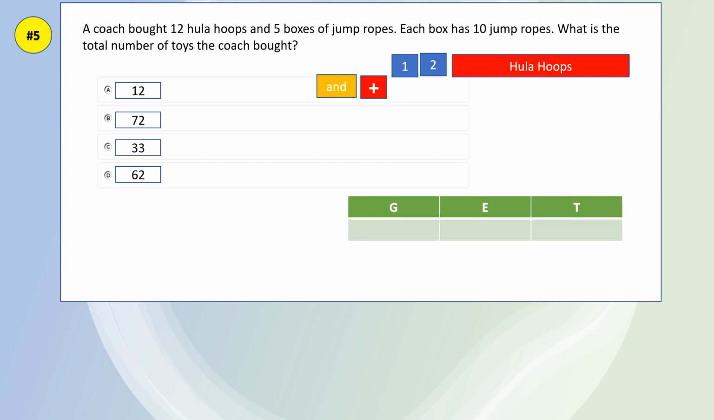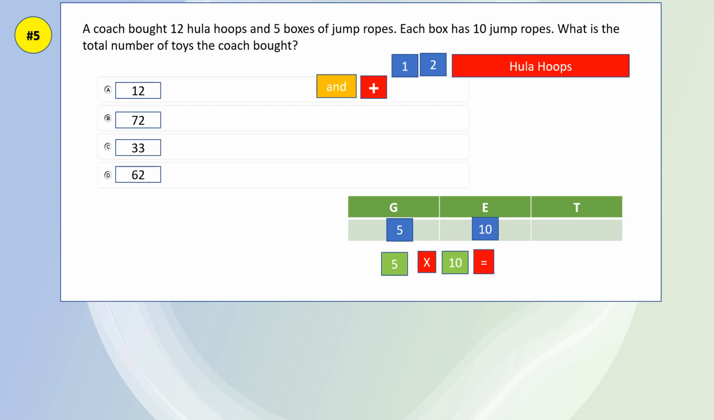So I need the get chart for that part of the problem. So 5 boxes would be my groups, right? 5 is my groups. And each box has 10. That would be my each. I don't know my total. I don't know my total amount of jump ropes yet. So let's go ahead and write that as an equation so we can figure out our total for jump ropes, right? So it's 5 times 10 equals, what's 5 times 10?